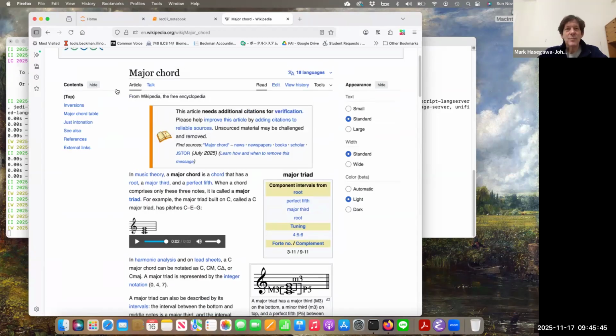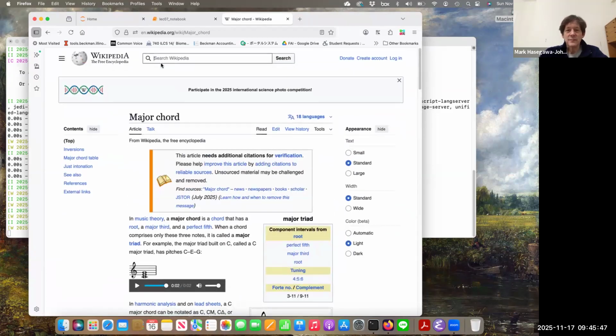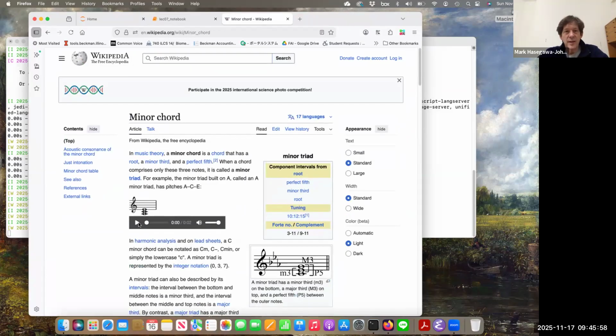All right, let's look up also what a minor chord is. A minor chord has, for example, A, C, and E. Or a C minor chord would be C, E flat, and G.